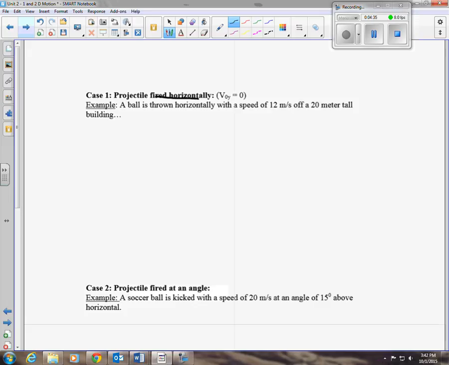So our example is a ball is thrown horizontally with a speed of 12 off a 20-meter high building. So I'd like to draw a sketch. So I have this ball. It's shot this way with an initial velocity of 12, because that's how it started. And it's a 20-meter high building. All right, and I want to know some things like how far over here is it going to land and how long will it take to get there.